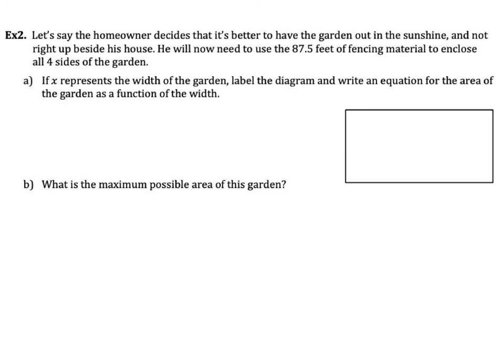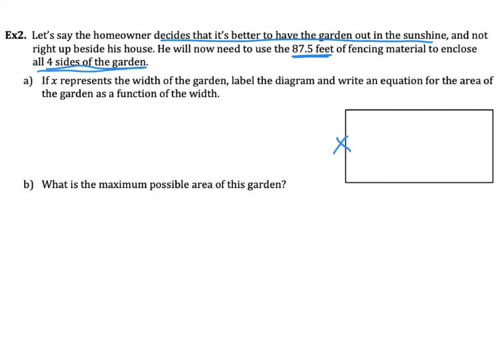Okay, question number 2. It's pretty much the same question as number 1, except instead of putting your garden against the house, you're just moving it out. It says, let's say the homeowner decides that it's better to have the garden out in the sunshine and not right up beside the house. He will now need to use 87.5 feet of fencing to enclose 4 sides of the garden.